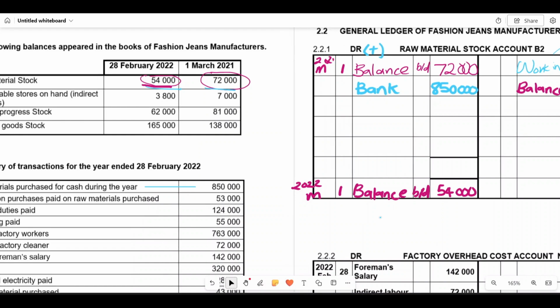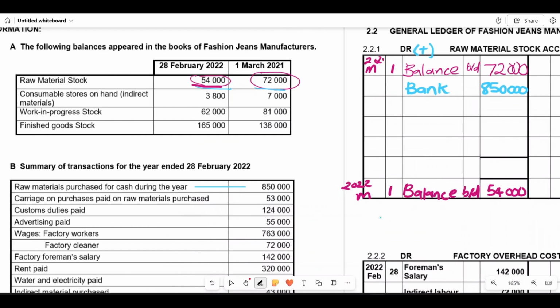Right? Now, we have carriage. Remember, any additional costs that you incur on your raw materials, to be specific, your delivery fee, your carriage, your import duties, you would need to add them as your cost. Basically, you would need to add them on your raw materials stock account, right? So now here we have carriage on purchases, which amounts to 53,000. So I'm going to classify this carriage, and it amounts to 53,000 on the debit side, remember, right?